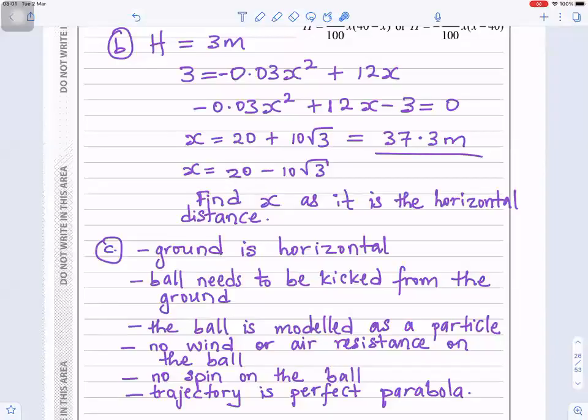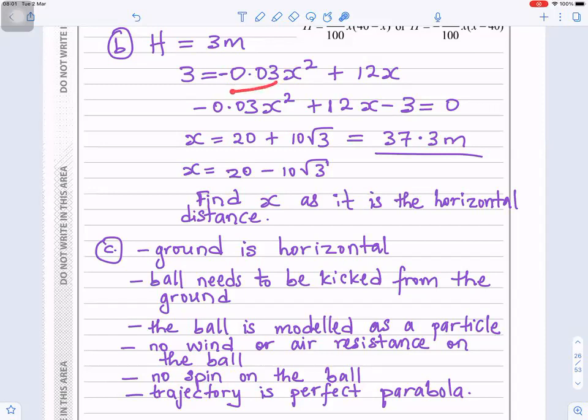For part B, h is equal to 3 meters. So if we put 3 in there, it's equal to minus 0.03 x squared plus 1.2x. You can use the equation solver in your calculator to check if this answer is correct. But don't just write that answer because you wouldn't get full marks. You need to show your working. So you can solve this as a quadratic.